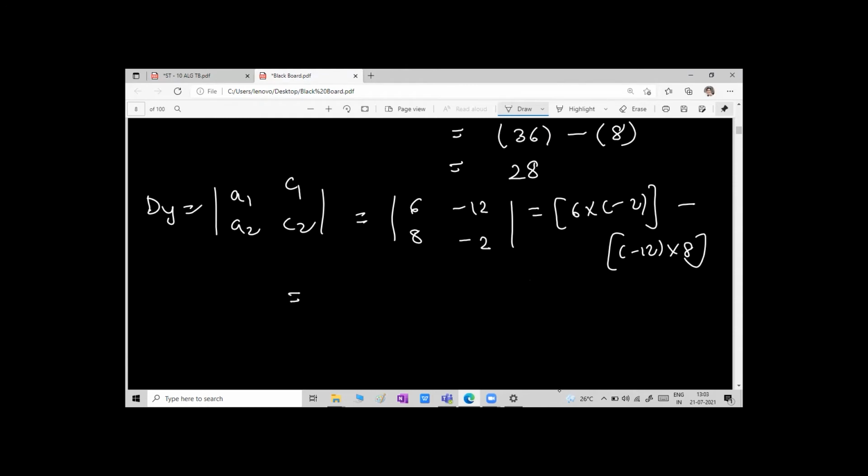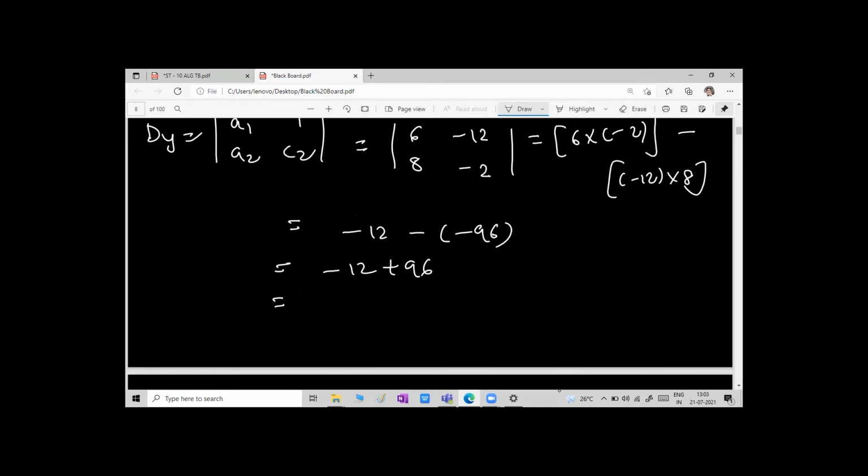So shall I start solving? What is 6 into -2? It is -12. Okay, -12 minus 96, minus of -96 आएगा. Minus of -96, which is equal to -12 plus 96, which is equal to -12 plus 96 कितना होता है? It is 84.